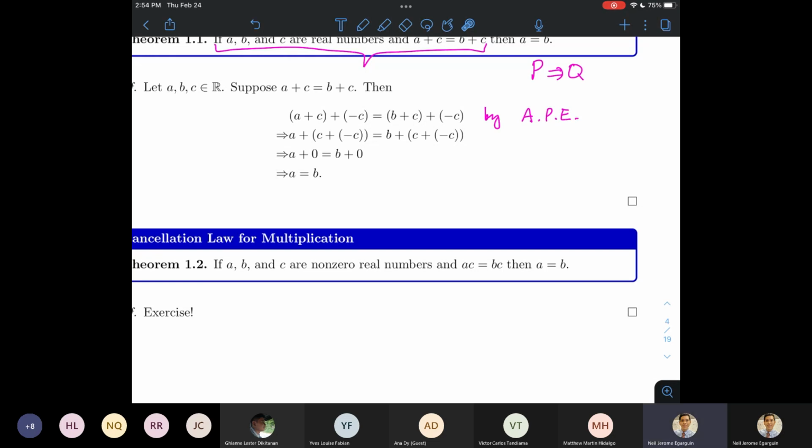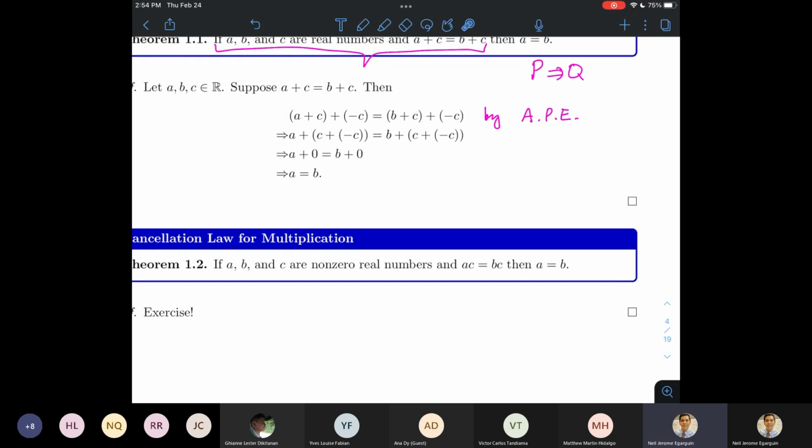Now, that won't be a big problem because A plus C on itself is a real number. A plus C is the sum of A and C. It's another real number, all right? So this guy can be taken as a single quantity. Kaya in-enclose siya sa parentheses, okay?